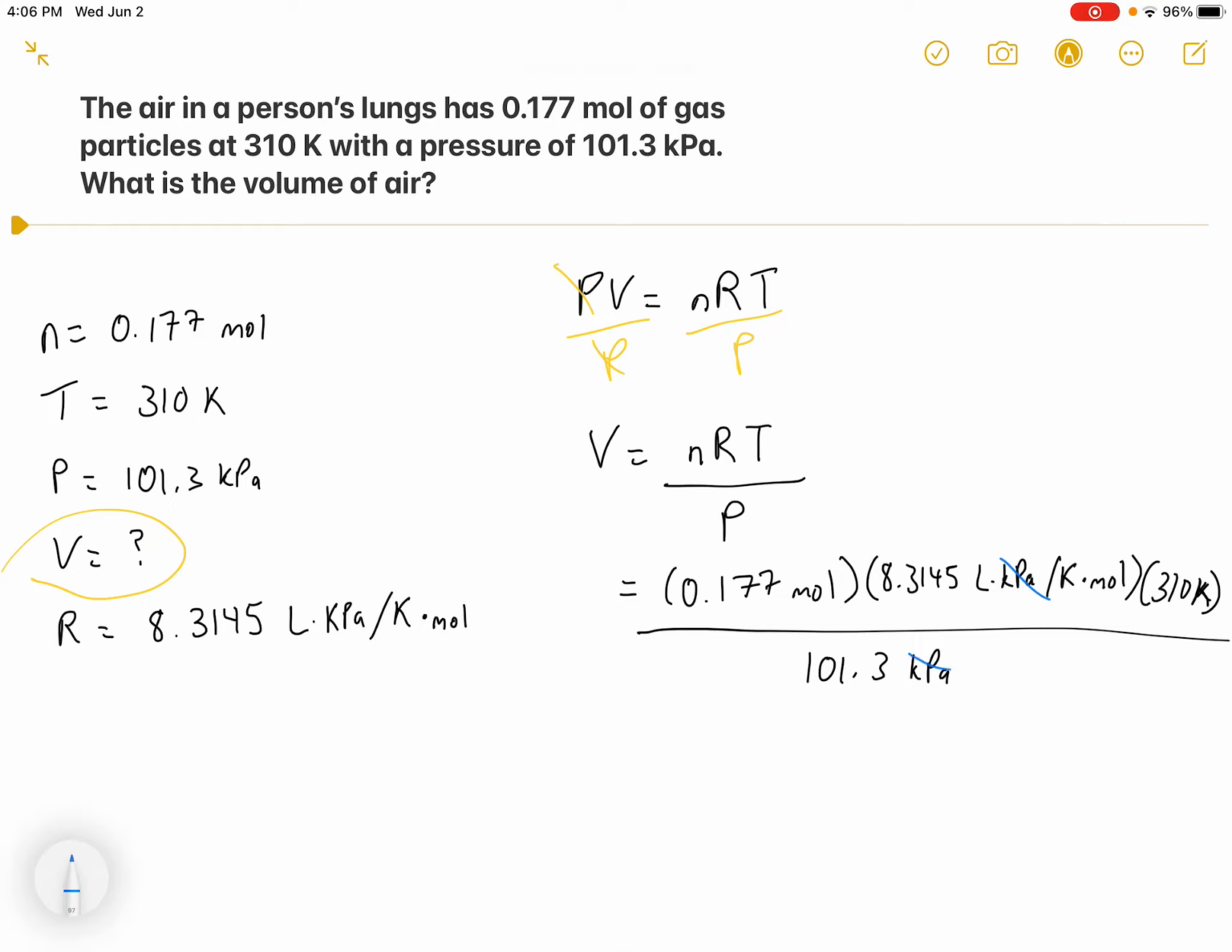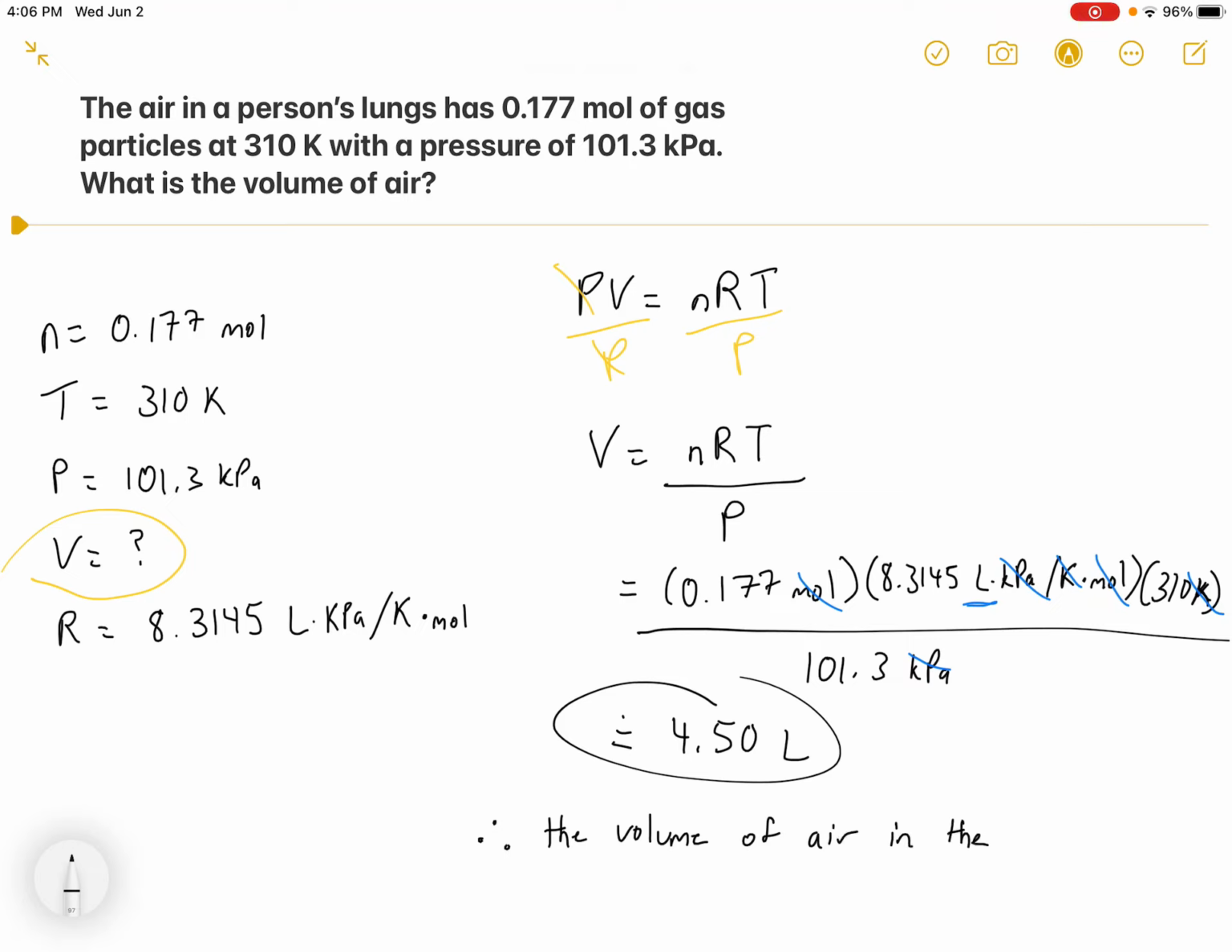So kilopascals, that cancels out. The Kelvin cancels out. The moles cancel out. And we're left with liters. So our final answer is going to be around 4.50 liters. Therefore, the volume of air in the person's lungs is 4.50 liters.